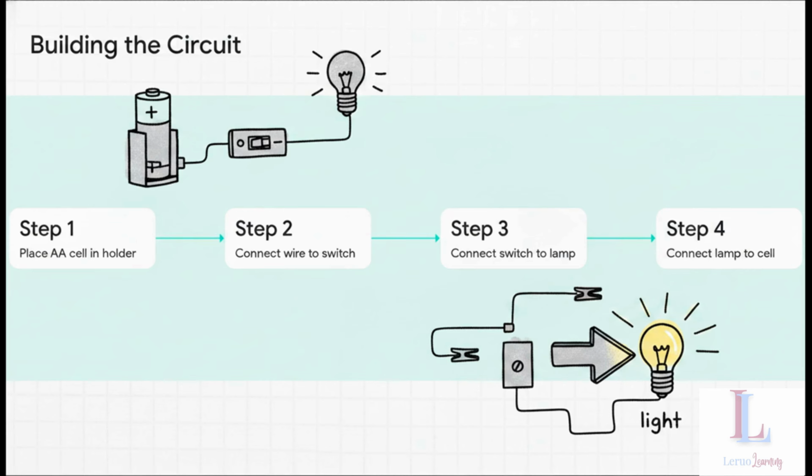For step 3, you run another wire from the other side of the switch straight over to a plastic lamp holder, specifically an MES or miniature Edison screw holder, which has a small 2.5-volt bulb screwed into it. Finally, you close the loop. Connect a wire from the lamp holder back to the opposite terminal on the cell holder. You press the switch and boom, let there be light.